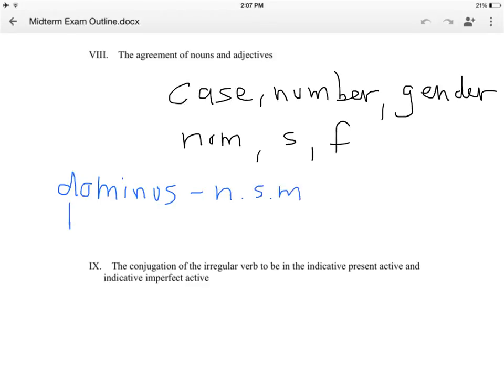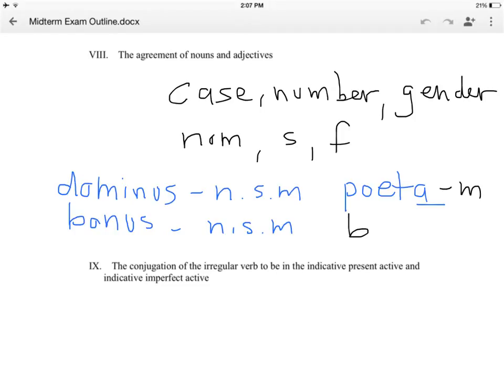And so an adjective to agree with it in case, number, and gender would also have to be nominative, singular, and masculine. However, there are some tricky first declension nouns that look as if they would be feminine because most first declension nouns are feminine. They end in A and they look feminine. But they're actually masculine. And so these two do not have the same ending, even though they do agree in case, number, and gender. Sometimes they will have the same ending. Sometimes they won't have the same ending, but they always have to agree in case, number, and gender. So there's some tricky ones on the exam meant to emphasize this point.